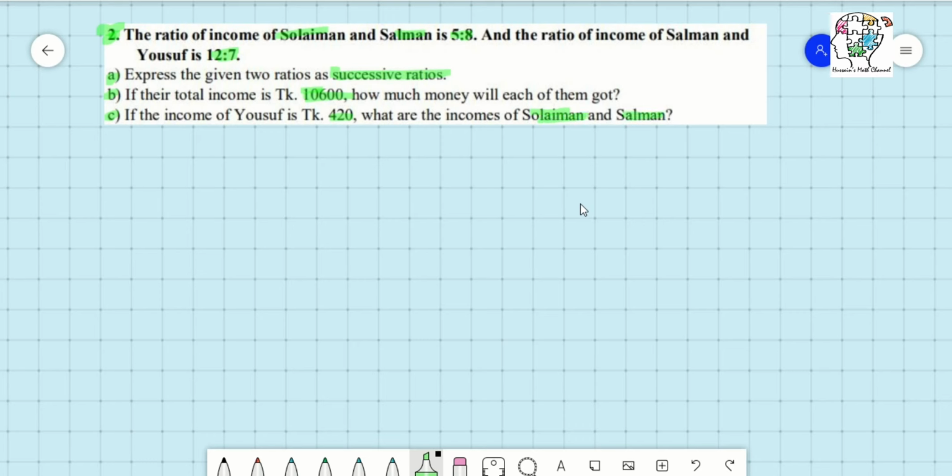So let's start at first with question number A. Solution number A.